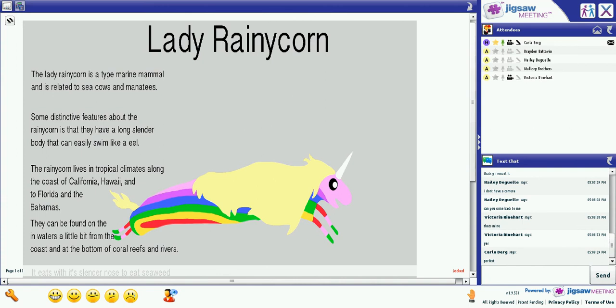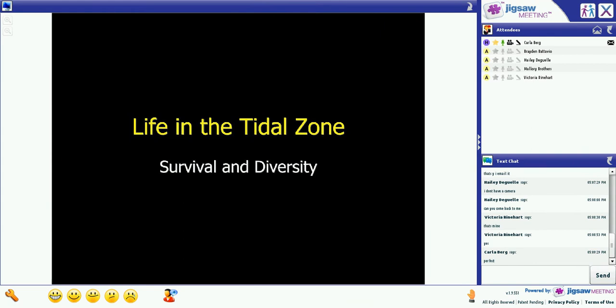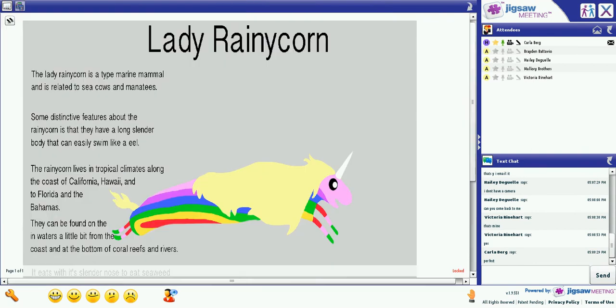Awesome. So they are, along with many other things, also animals that can help keep our oceans clean. The lady rainicorn sounds like a great marine organism, marine mammal. Good job.